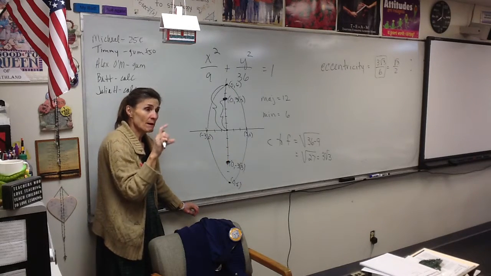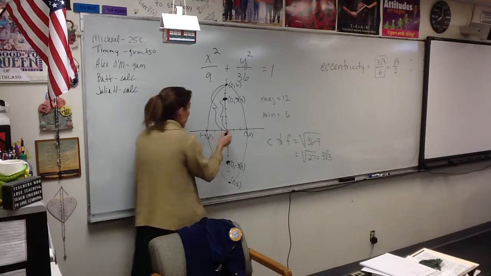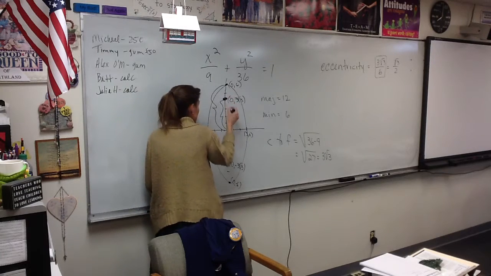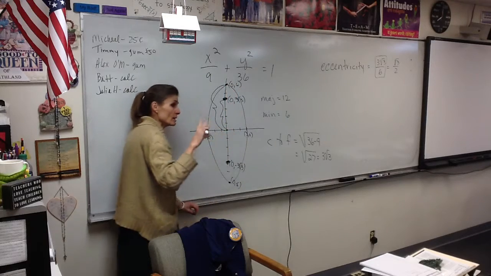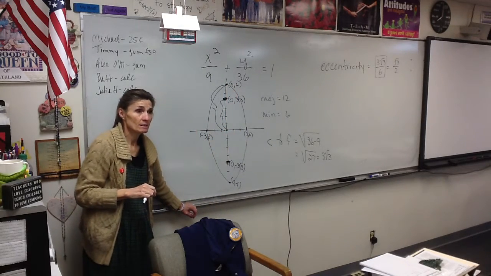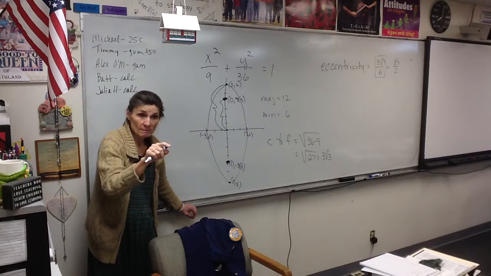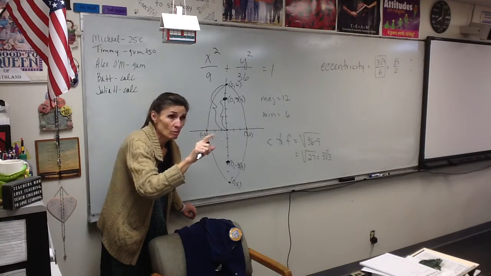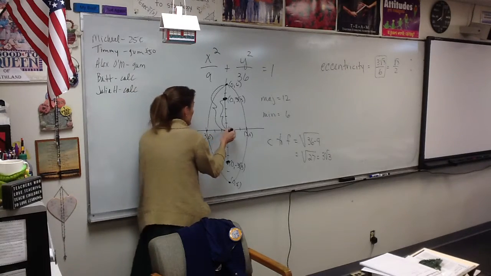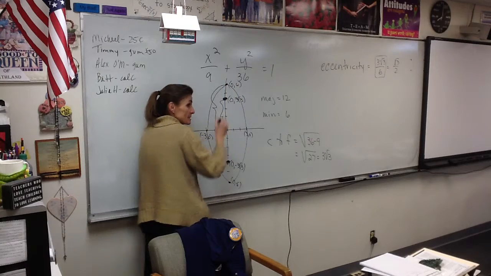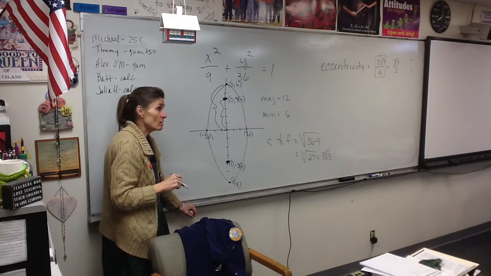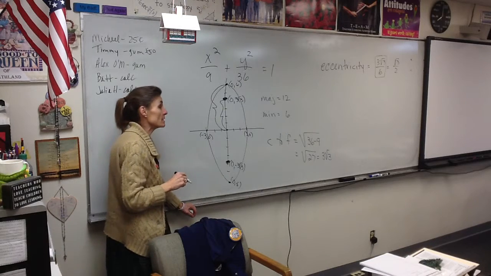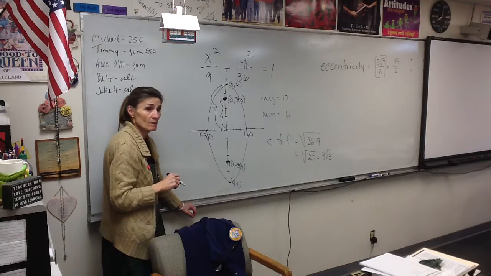What can you tell me about that fraction then? If it's always calculated by taking this distance over this distance, what can you tell me about the size of it? It's going to be a fraction less than 1. Because won't this distance always be less than this distance? So what do we know about the eccentricity of an ellipse? It's always less than 1.